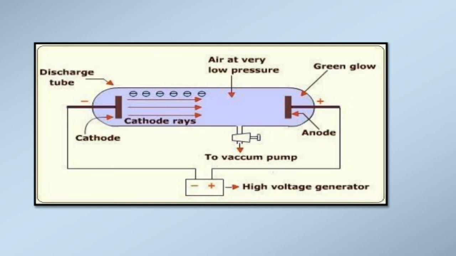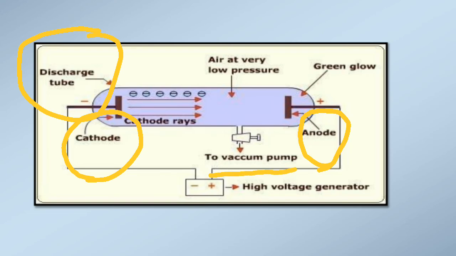With the help of this picture, I am going to explain the discovery of cathode rays. This glass tube is known as the discharge tube. This is the cathode, negatively charged. This one is the anode, positively charged. A vacuum, air at low pressure. Cathode rays originate from the cathode and move towards the anode and produce a green glow when they strike the surface of the anode.